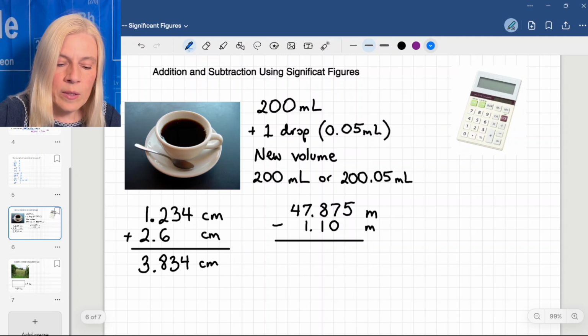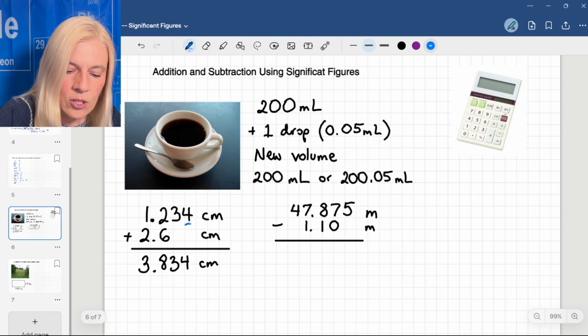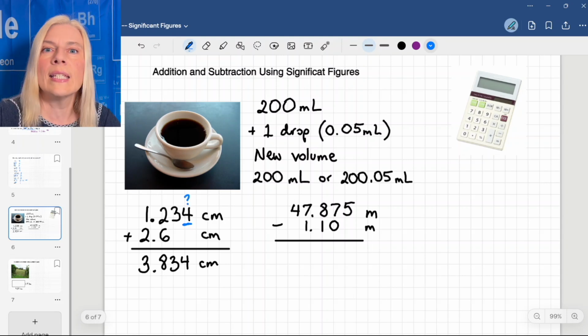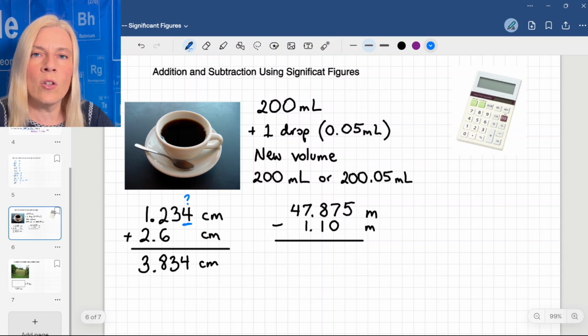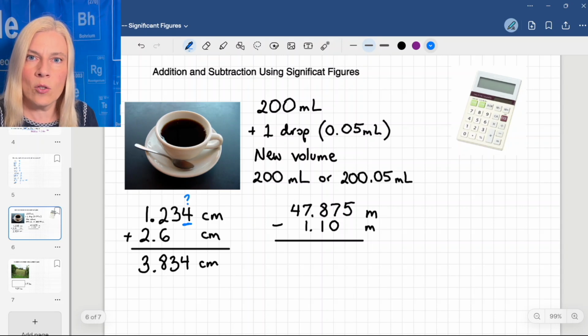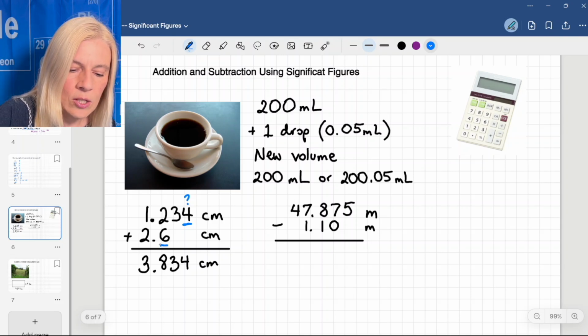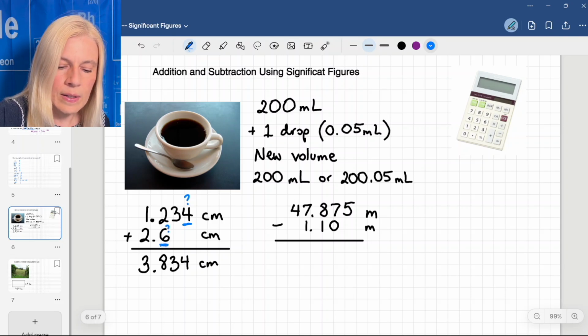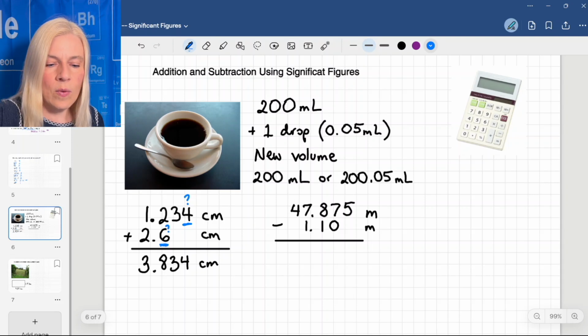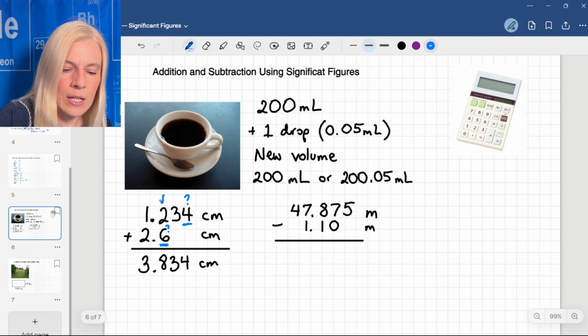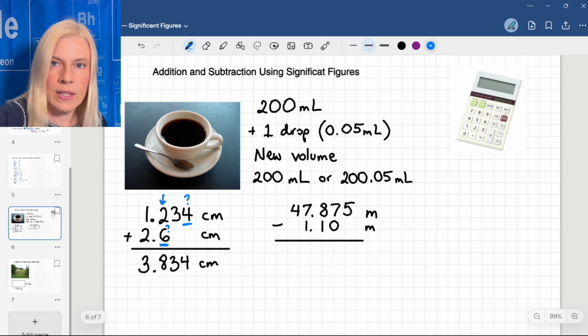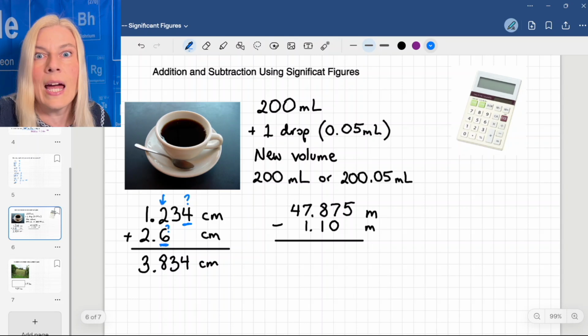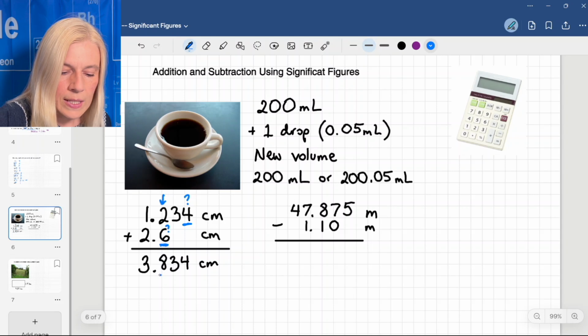Okay, so 1.234, that means I am uncertain about the 4. I do not know about the 4. And 2.6, I'm using a ruler with only 1 centimeter tick marks, right? And I estimated the 0.6, so I am uncertain about the 6. So this is my tenths place. So I carry down. Remember, my uncertainty carries down. If I am uncertain about the tenths place, who cares about the hundredths, thousandths place, right? So that means I am already uncertain about the 8.